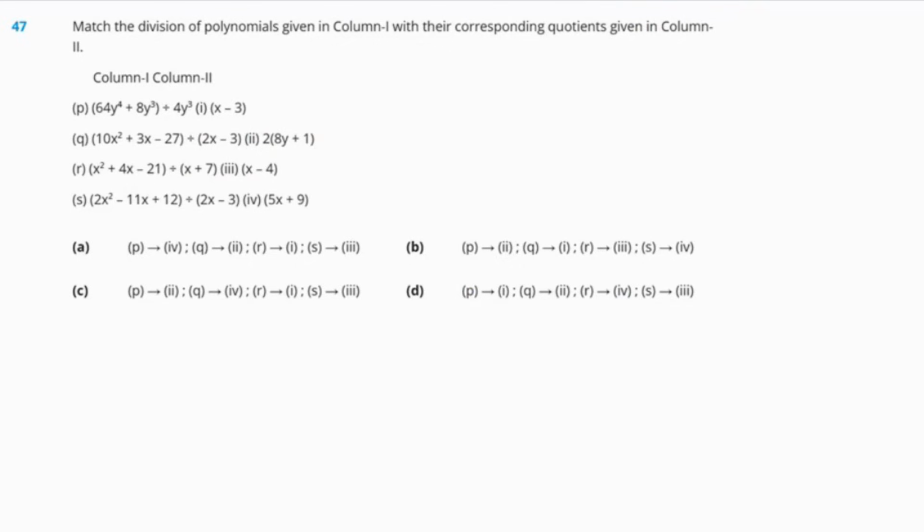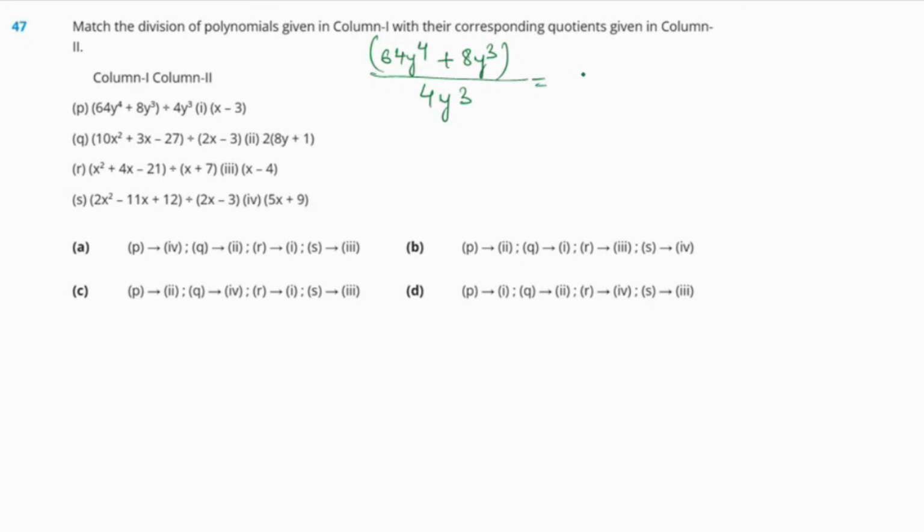Now the next one. The next one says to match the division of the polynomial given in column 1 with their corresponding quotients given in column 2. So if we go with the first one, it is 64y raised to the power 4 plus 8y cube, which we are supposed to divide by 4y cube.